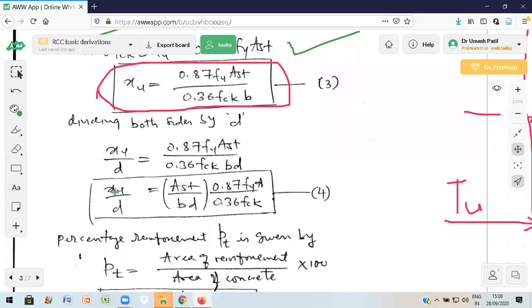Now what I will do, Xu by d on the LHS, I'll keep it as it is. I'll separate Ast by bd. Just observe this. Ast by bd is separated.